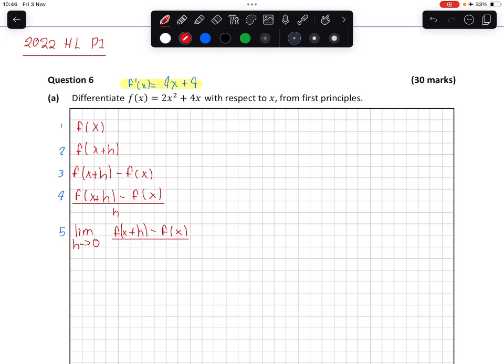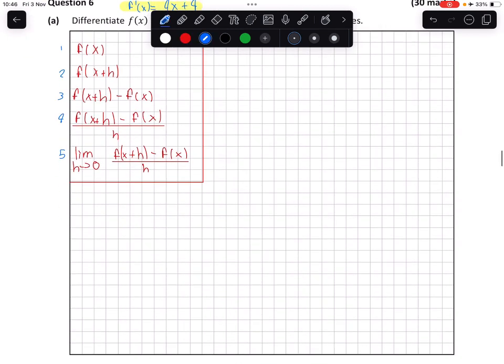If a question like this comes up in the Leaving Cert, it should be gimme marks. Like, it should be something that you don't even have to think twice about. It's just the same process that you follow time and time again. So that's the steps we're going to follow.